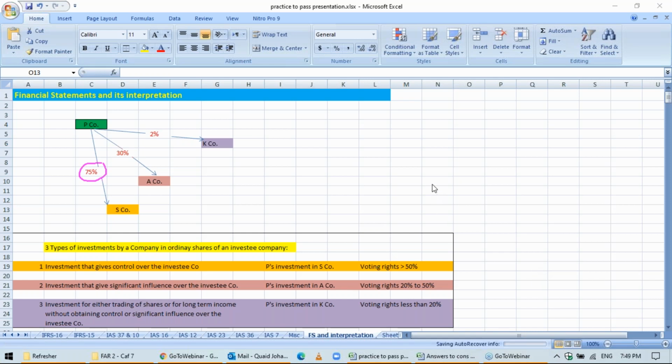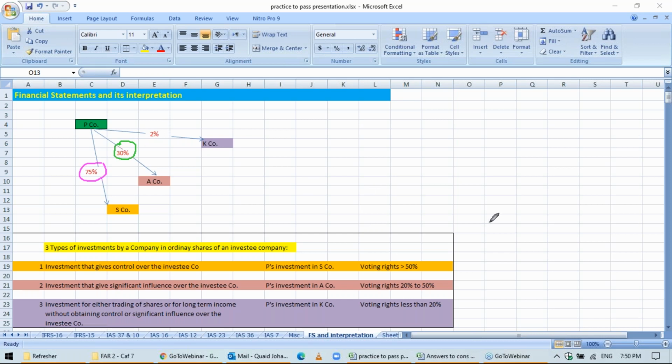In the case of the pink circle, there is control of P company over the subsidiary, S company. S company and P's financials will be consolidated. In the case of A company, the green circle, 30%, if P company has more than 20% voting rights, they can appoint some directors, but they cannot fully control all the decisions and make all decisions in favor of themselves. So A company is an associate, it's not a subsidiary. Their financials will not be consolidated, the equity method will be used.